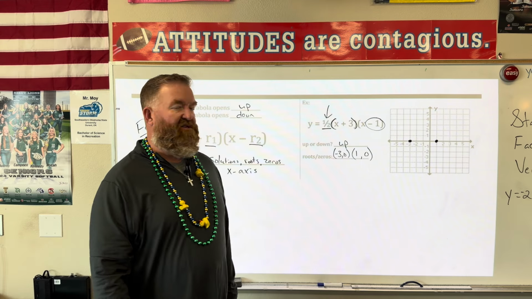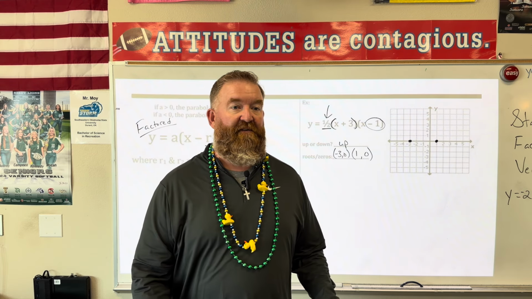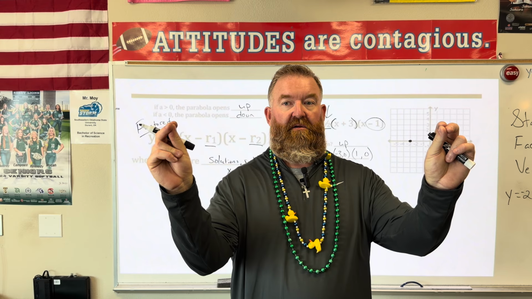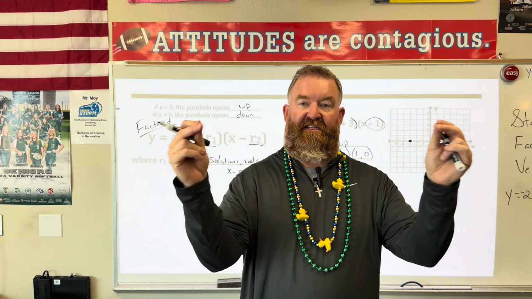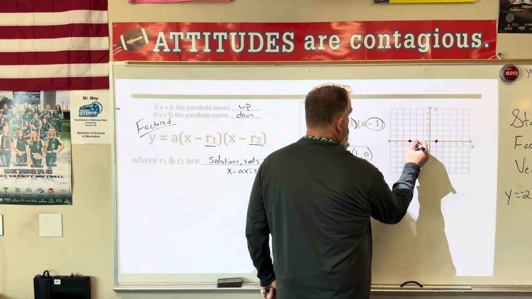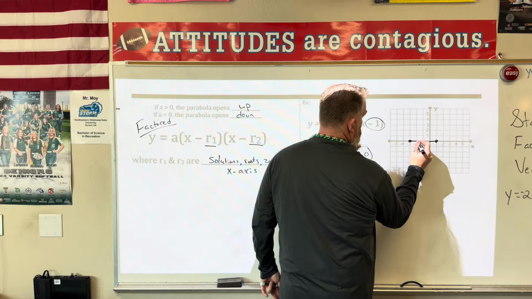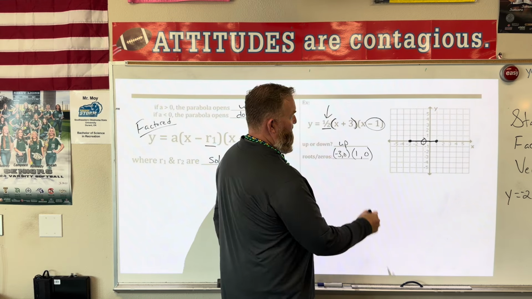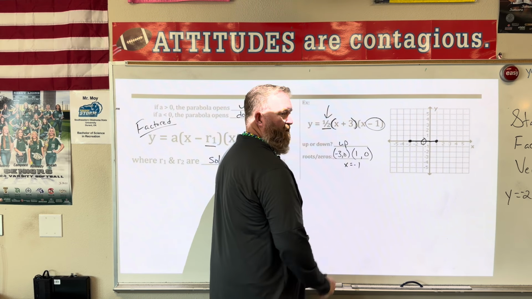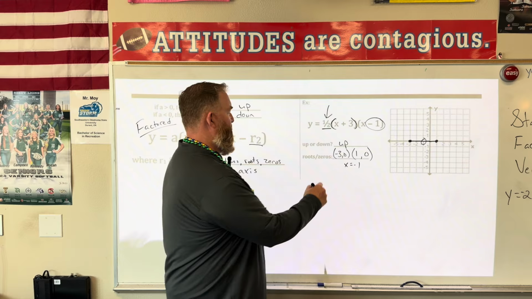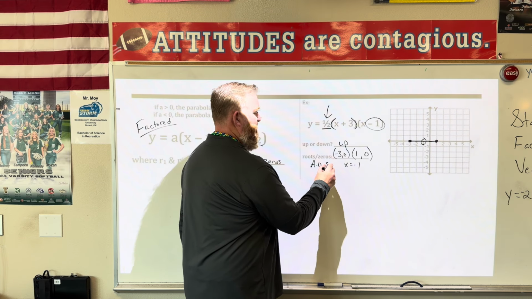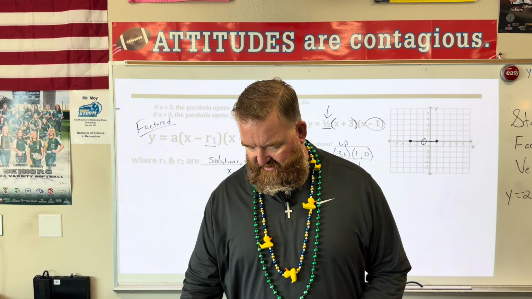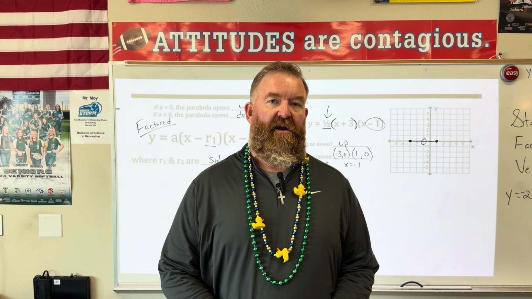Could I find the axis of symmetry from here? Yes, it's always in the middle, and you have the 2 points. So if I go one here, and then another one here and another one here, it would actually be negative 1. Would you agree? So my axis of symmetry would be x equals negative 1. It's always going to be in the middle of your roots, okay? Everybody good on that? Sometimes it's decimal, sometimes it's not, okay?